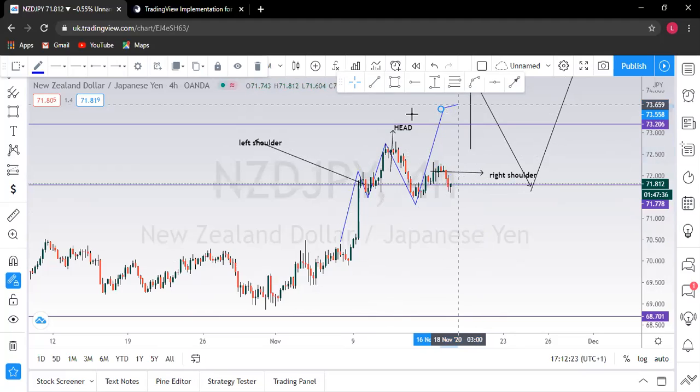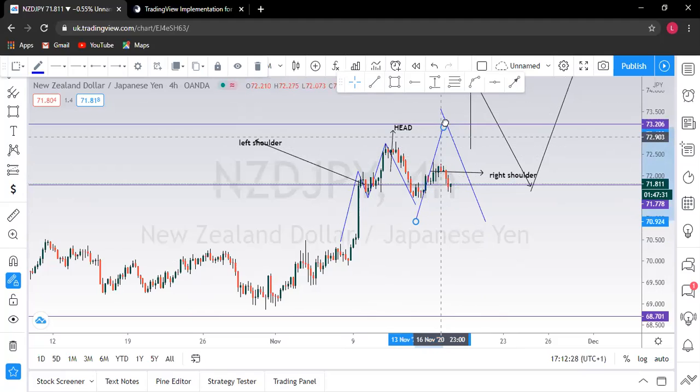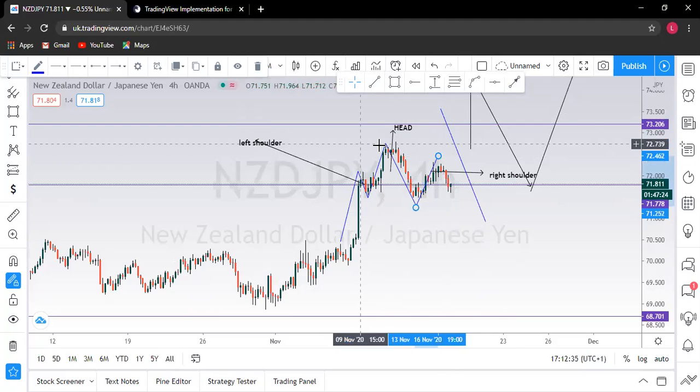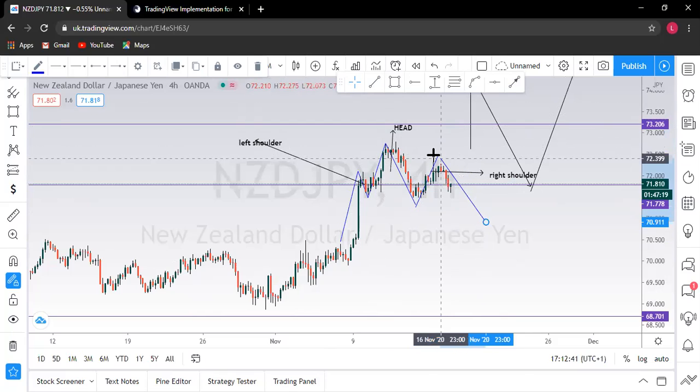But market could not go above before it reversed. Market could not go beyond the previous high, which is the head. So market reversed at this and formed our right shoulder. Meaning that we are looking out for a sell opportunity, right?